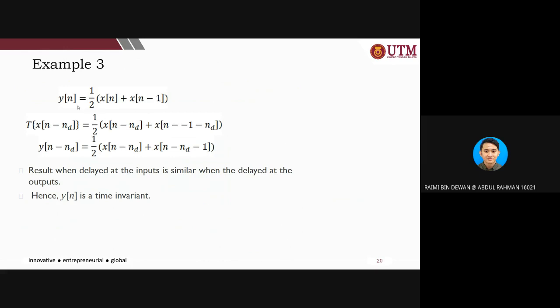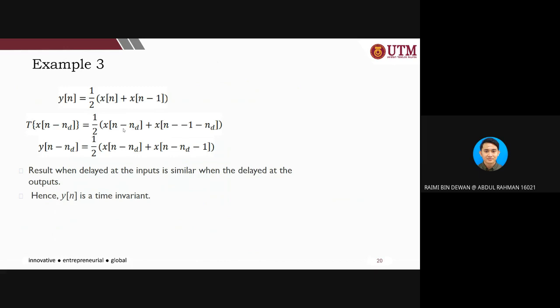Okay, y[n] equals half of x[n] plus x[n minus 1]. You can see you have time shifted here. You have the non-shifted. So we see this example first. So case 1, we transform the shifted signal. Okay, transform of shifted signal. So y half equals x[n minus nd].